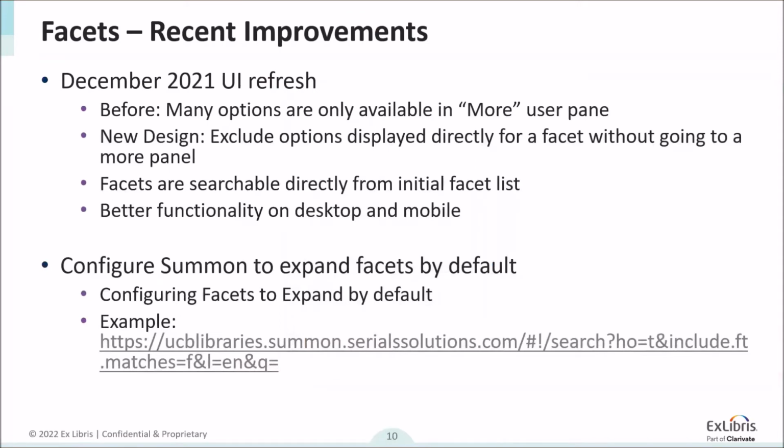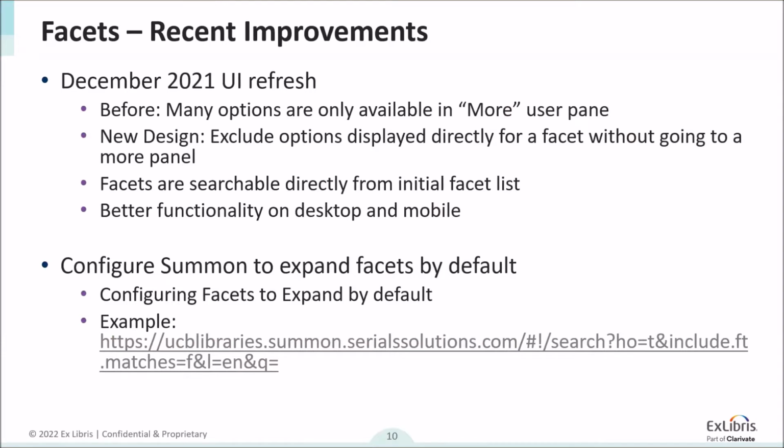I briefly talked about the recent improvements implemented to the facets page in our refresh. Before, many of our options were only available in a more pane, so you had to do an additional click to get there. In our new design, we put the exclude options for each facet displayed directly for a facet without going to a more panel, which makes things just more streamlined. And then facets are searchable directly from the initial facet list, and we've configured them so they have better functionality on both your desktop computer and mobile device.